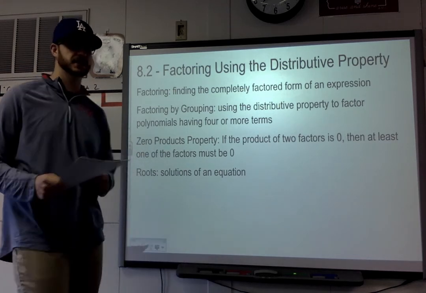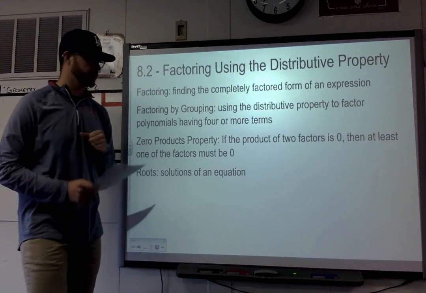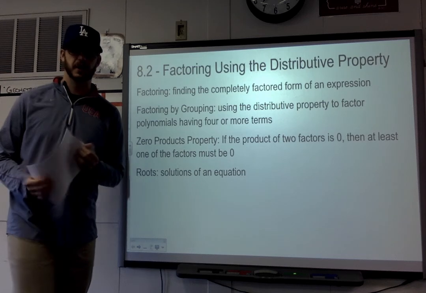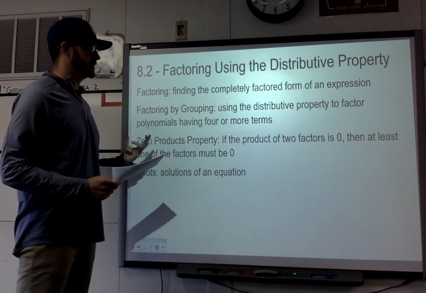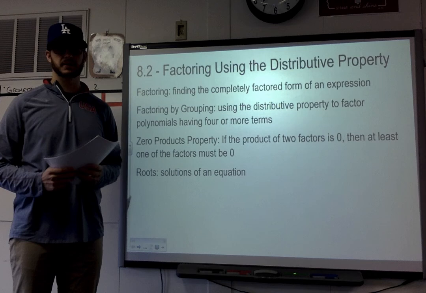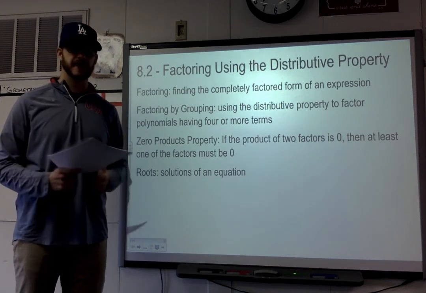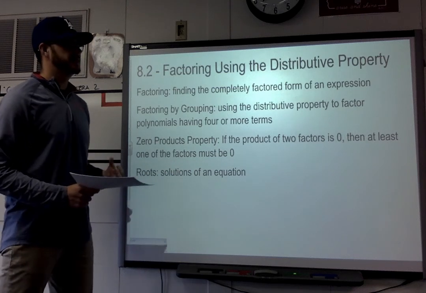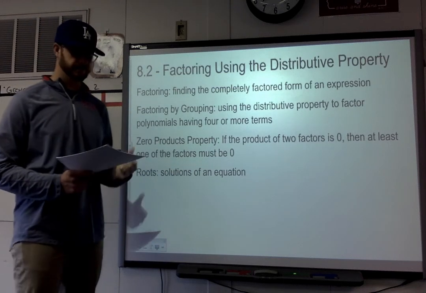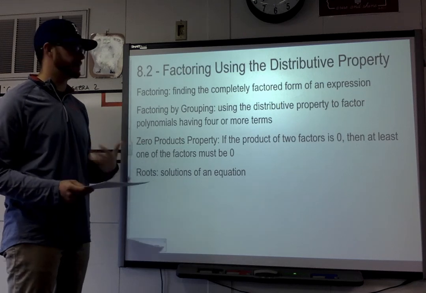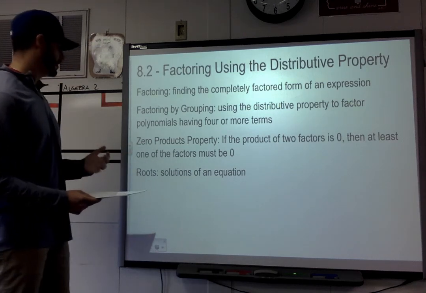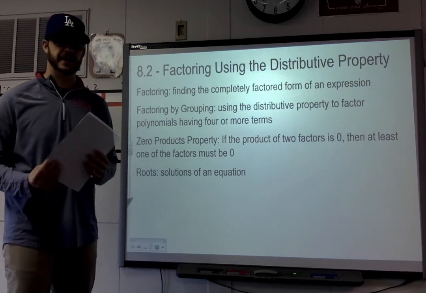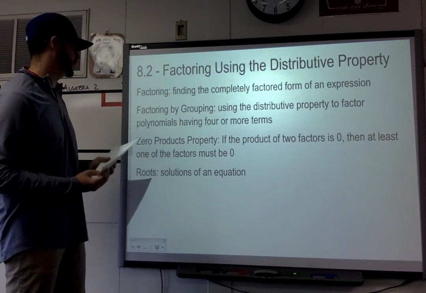So today we're going to be continuing on with Chapter 8. We're going to be doing Lesson 2, which is on factoring using the distributive property. In the last lesson, we learned about finding the greatest common factor of monomials, writing out their factored forms. We're going to go a step further today and show how to factor different monomials, binomials, really polynomials, which is really just taking monomials and adding and subtracting them in one expression.